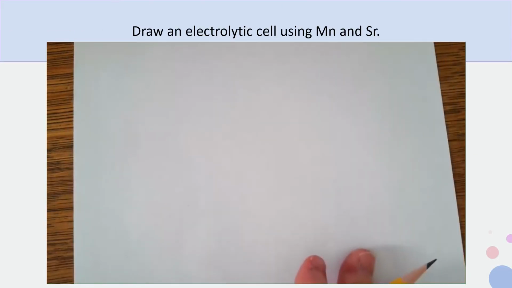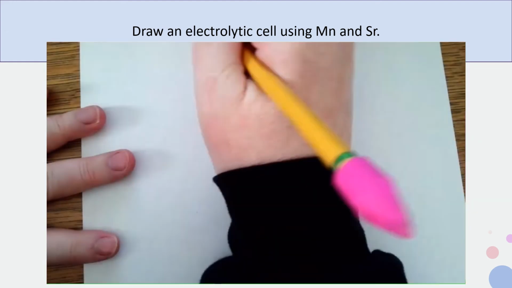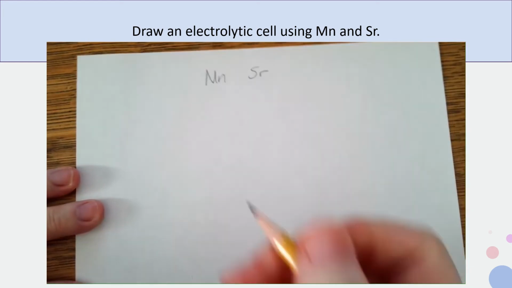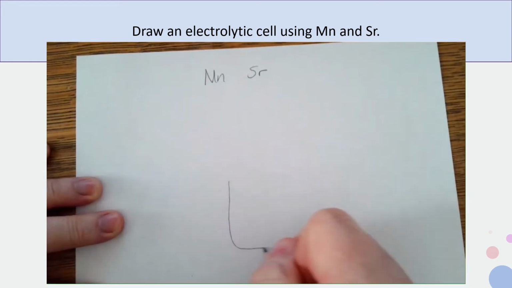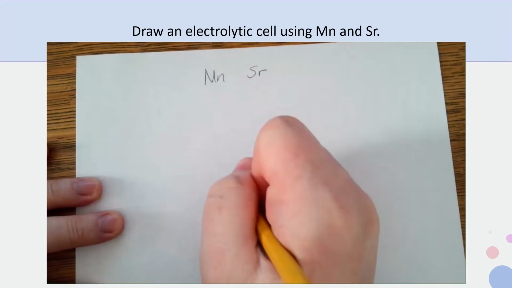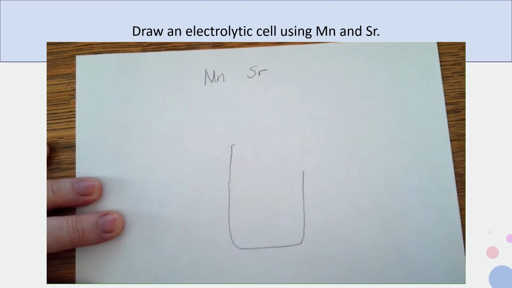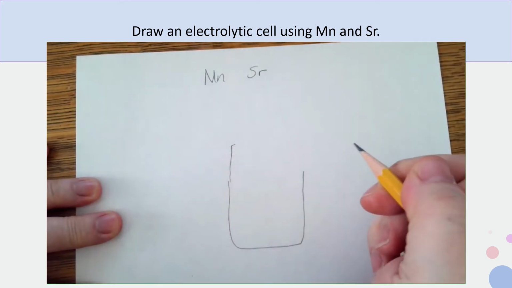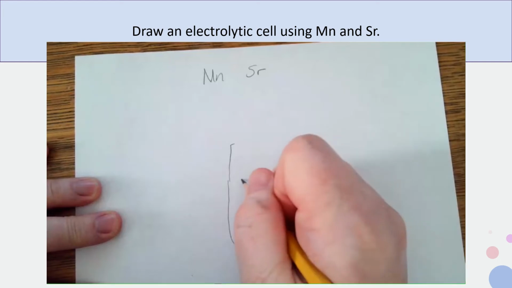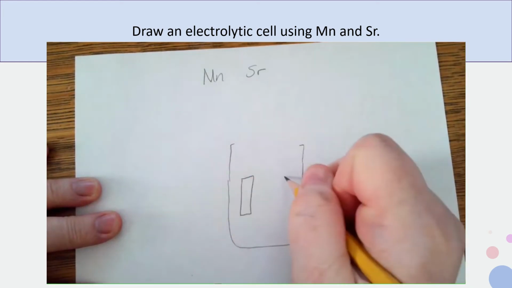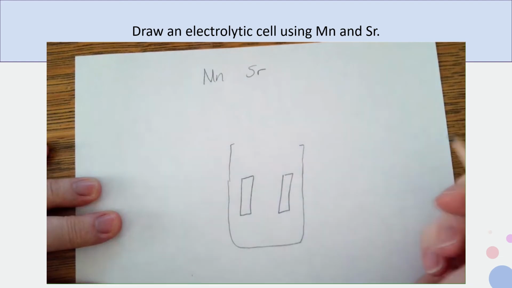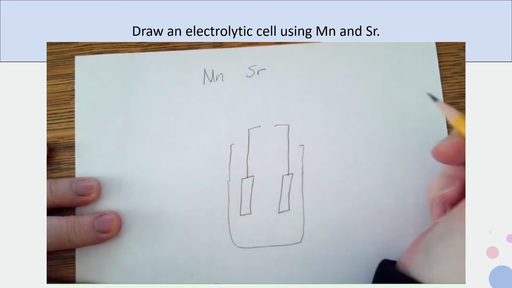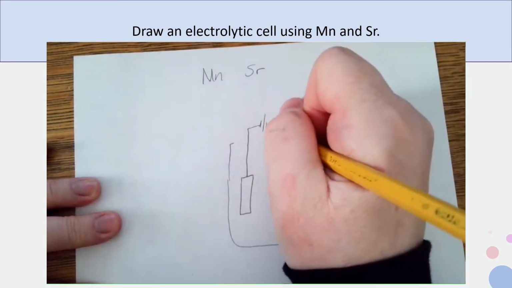Okay, so I'm going to start from scratch for this one. It says draw an electrolytic cell, and my two metal choices are Mn and Sr. Okay, so when I have an electrolytic cell, what I need to have is two pieces of metal. Okay, so let's just do this. Let's put our two pieces of metal. Those are our two electrodes. Okay, I need to have those two pieces of metal connected by a wire, and then I need to have a battery.